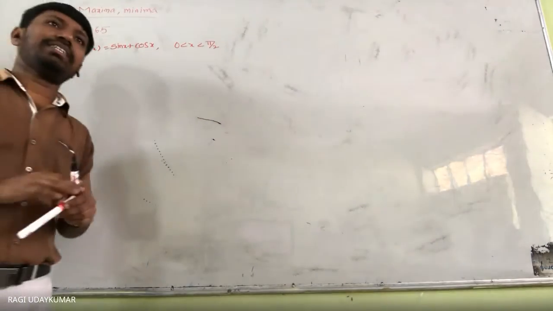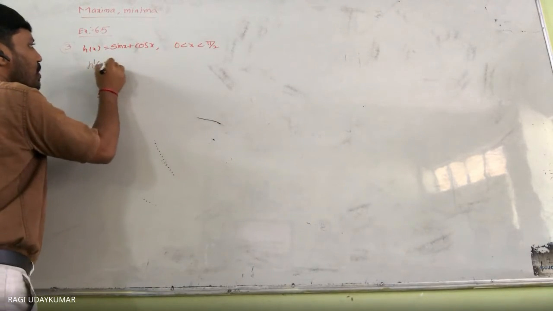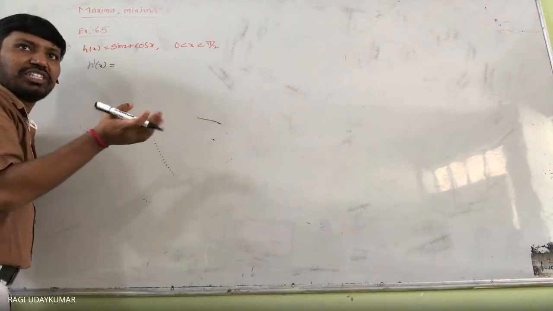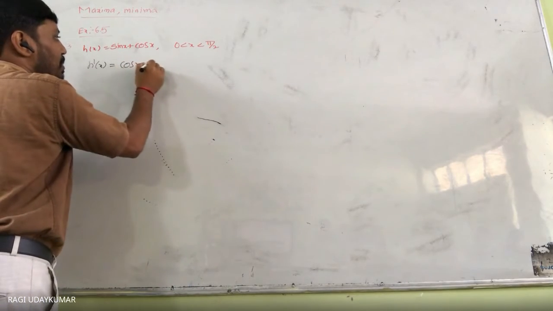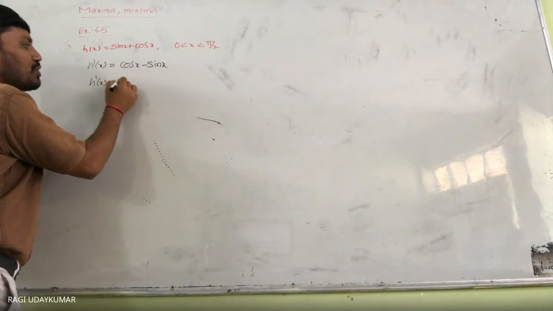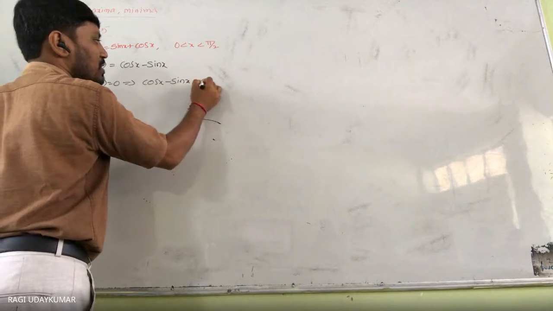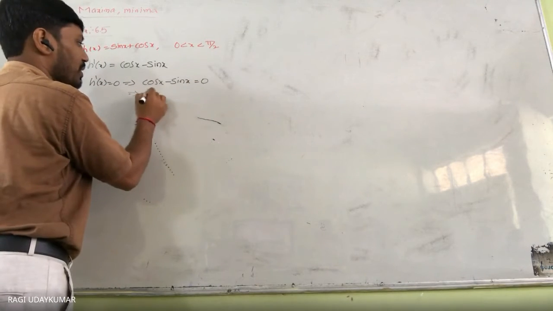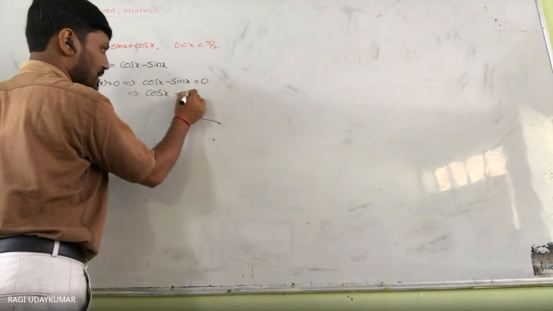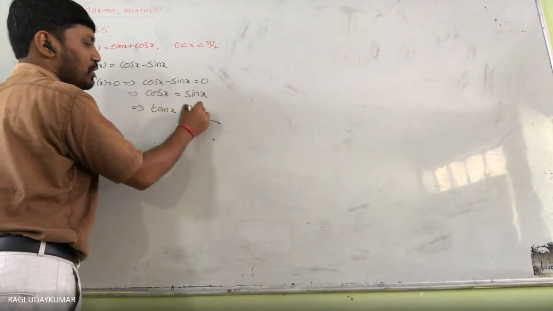Okay, what to do here? h dash of x find out करना. So what do you get? h dash of x is equals to sin x differentiation is cos x minus sin x. So h dash of x is equals to 0 implies cos x minus sin x is equals to 0 आएगा. From this what do you get? Cos x is equals to sin x आएगा. From this what do you get? Tan x is equals to 1 आएगा.